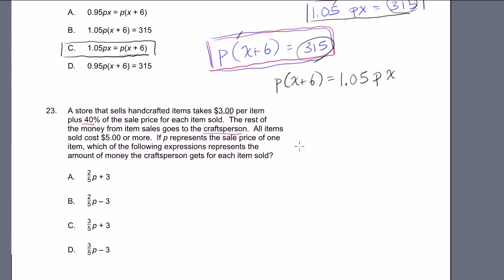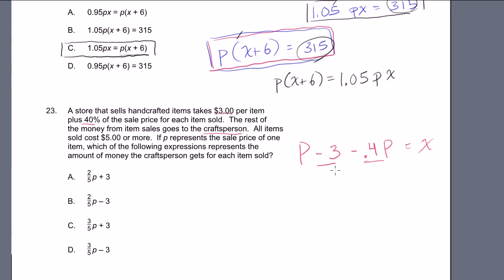So, you start off with P. That's how much the customer gives. And then the store takes $3. So it takes $3. So P minus 3. Plus 40% of the sale price. So not 40% of after the $3. It says plus 40% of the sales price. So the store is going to take another 40%, right? 0.4 times the sales price. So the store takes $3 and then 40% of the sales price, and this is what the craftsperson gets.